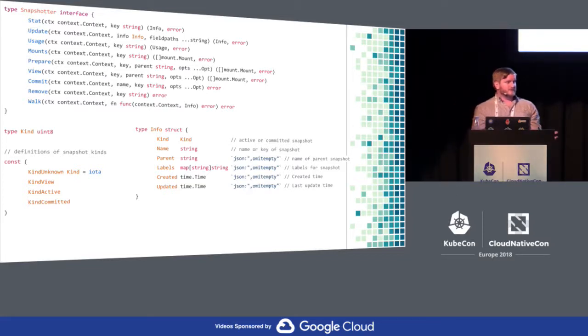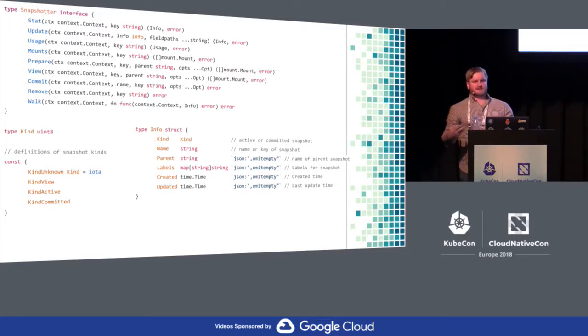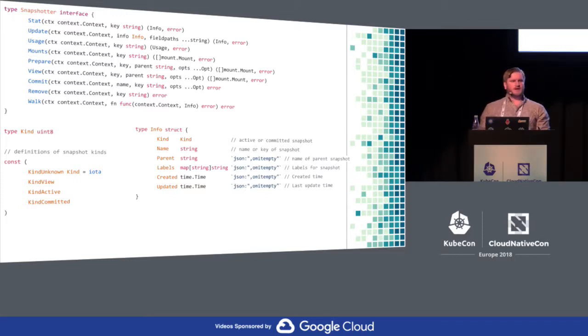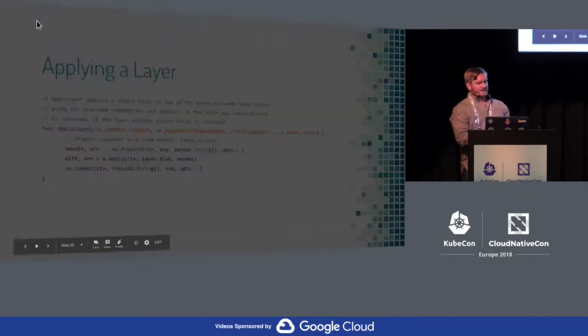We have the active and committed, which I showed you, and then we also have what are called views, and these are read-onlys, and that allows snapshotters to say, well, if it's read-only, I can mount it differently, or I can do different data sharing, so we know that modifications aren't going to come through, and you can actually express that in the system. And then just like I showed you on the command line with the snapshot ls, you can see that info is represented in this structure, and so we can actually stat these.